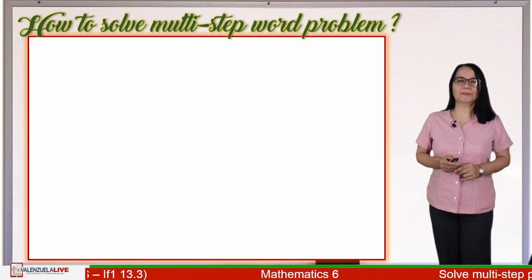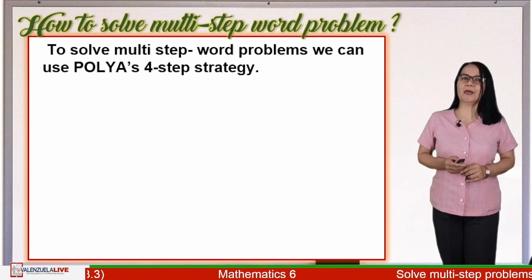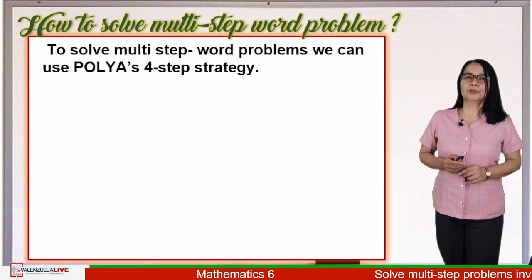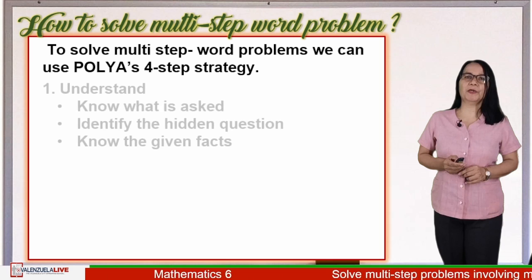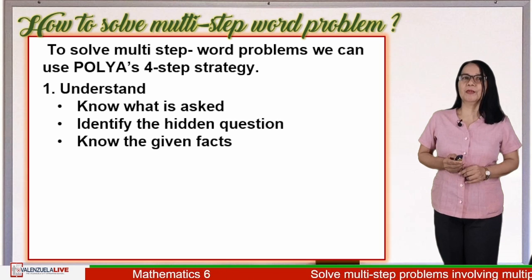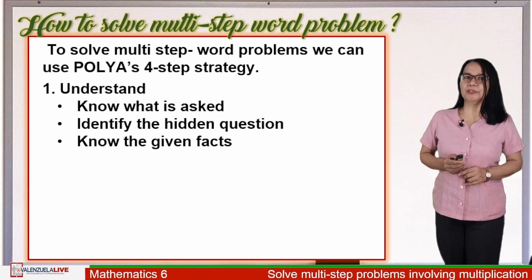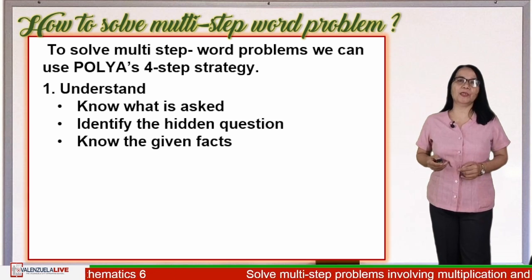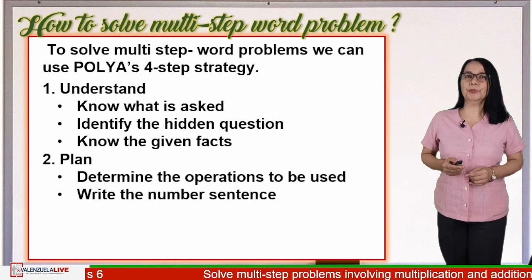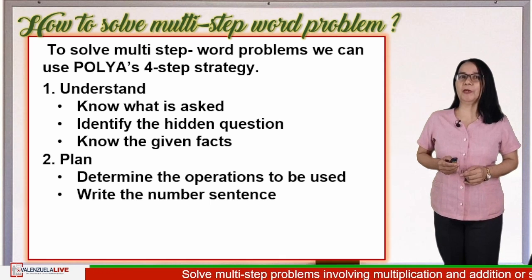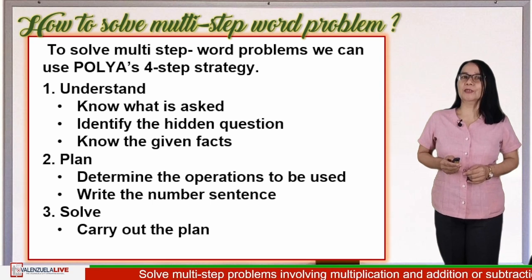The lesson: how to solve multi-step word problems. To solve multi-step word problems, use Polya's 4-step strategy. 1. Understand. You must know what is asked. Identify the hidden question. Know the given facts. 2. Plan. Determine the operations to be used. Write the number sentence.